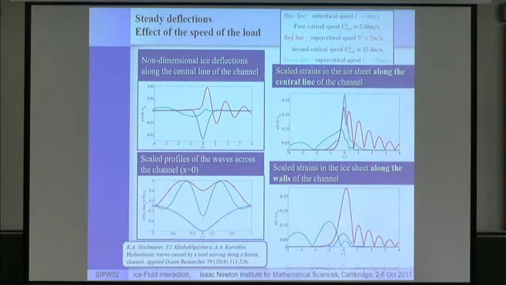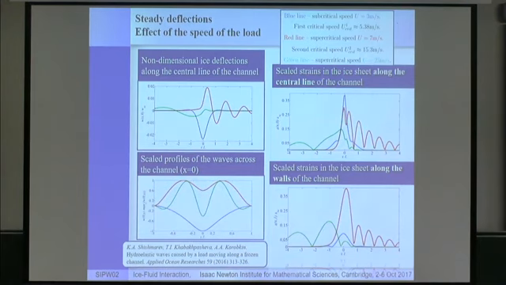It's not zero on the edge. It's clamped. How can it be clamped and have a curvature? No, it's going to zero curvature across the channel. I know what a curvature is. It's going to zero there very sharply. Huge strain there.